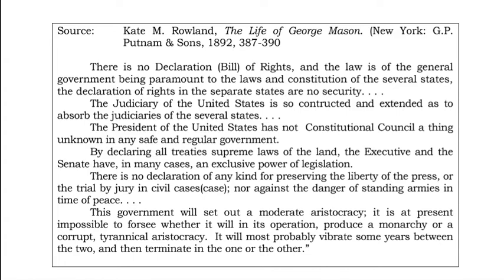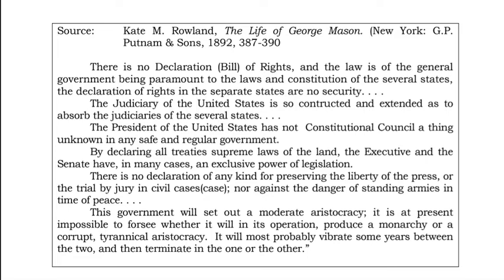There is no declaration, Bill of Rights, and the laws of the general government being paramount to the laws and constitutions of the several states. The declarations of rights in the separate states are no security. The judiciary of the United States is so constructed and extended as to absorb the judiciary of the several states. The President of the United States has no constitutional council, a thing unknown in any safe or regular government. By declaring all treaties supreme laws of the land, the executive and the Senate have, in many cases, the exclusive power of legislation. There is no declaration of any kind for preserving the liberty of the press or the trial by jury in civil cases, nor against the danger of standing armies. The government will set out a moderate aristocracy, and it is at present doubtful whether the operation will produce a monarchy or a corrupt, tyrannical aristocracy.